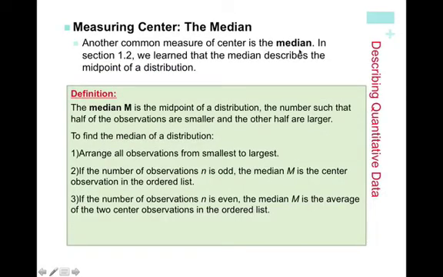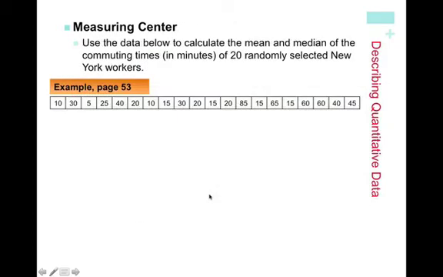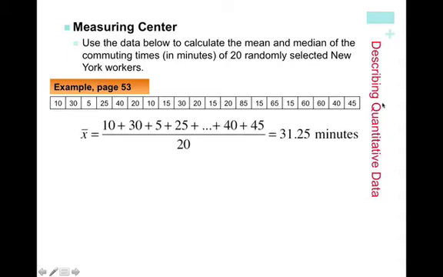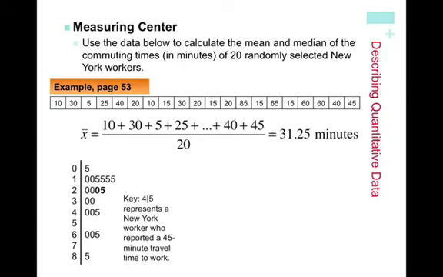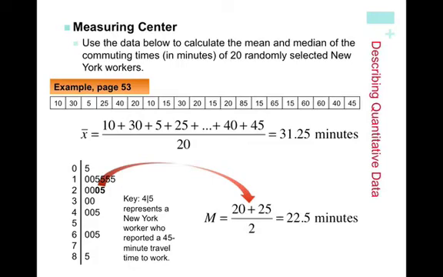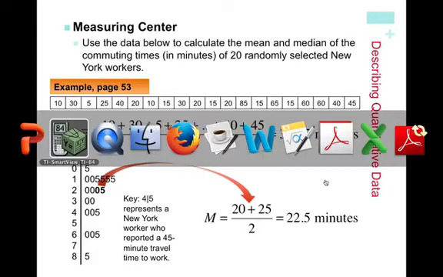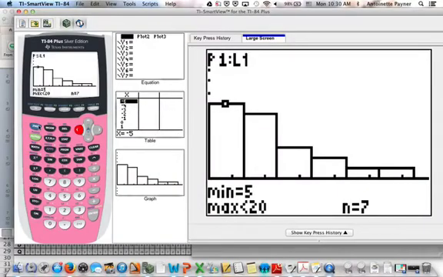Another common measure of the center is the median. The median is the middle. You can do it by hand. Remember, we did it on our calculator. So here's a data set, the data set I have in my calculator. There's the actual mean, there's a stem and leaf plot, and there's the median. Remember, the faster way to find that is in your calculator.